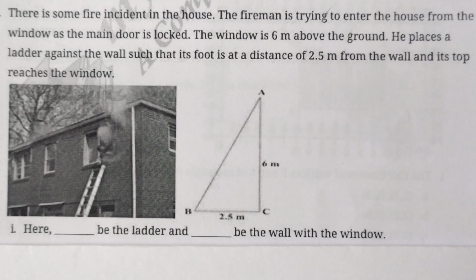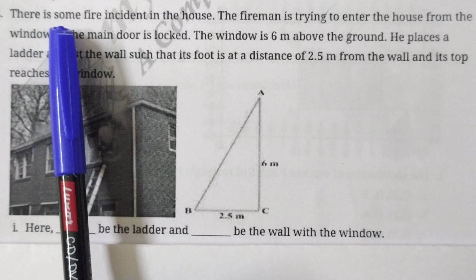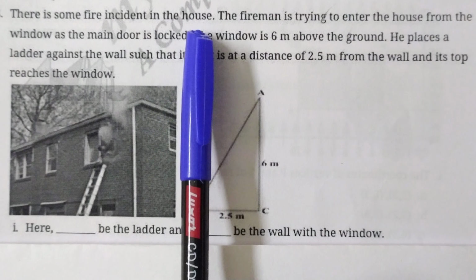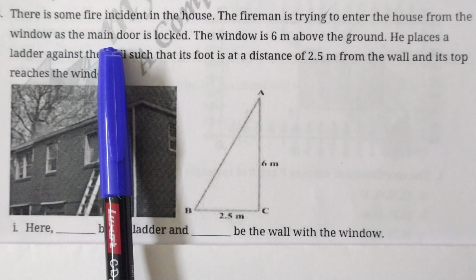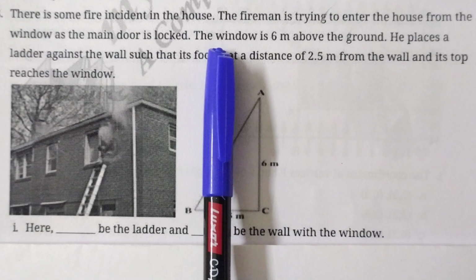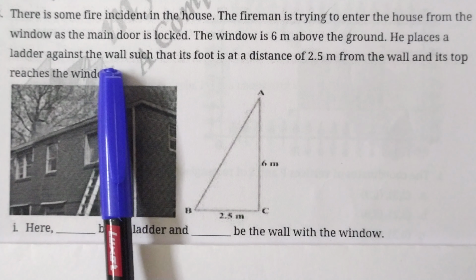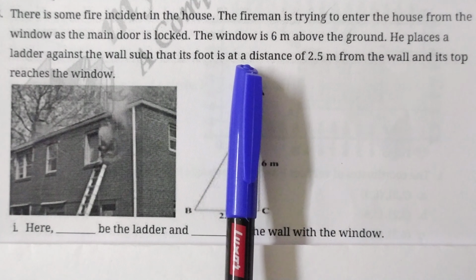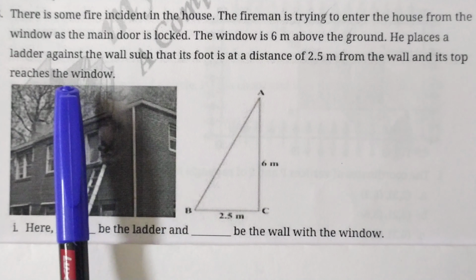Let's do this question, and this question is taken from class 10 chapter 9, some applications of trigonometry. This is related to case study. So let's see what is given in the question. It says that there is some fire incident in the house. The fireman is trying to enter the house from the window as the main door is locked. The window is 6 meters above the ground. He places a ladder against the wall such that its foot is at a distance of 2.5 meters from the wall and its top reaches the window.